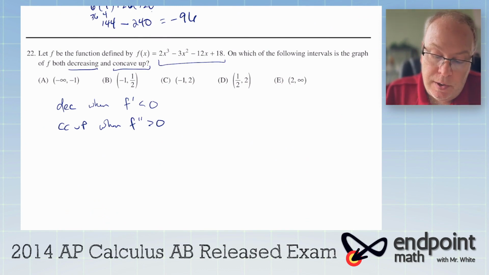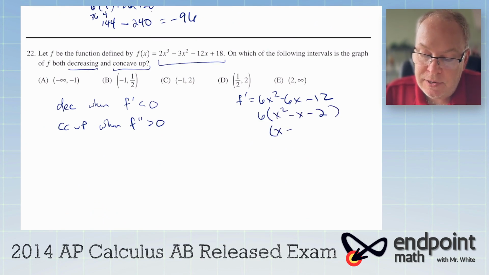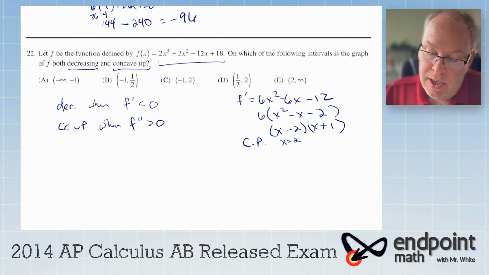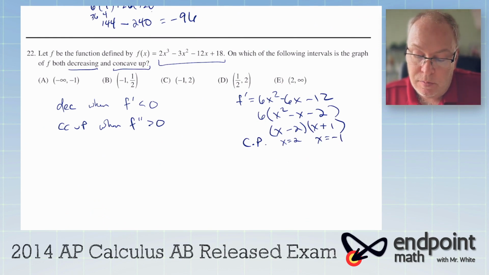So let's get the first derivative. Let's just deal with the first derivative first. That would be 6x squared minus 6x minus 12. I go ahead and factor because I see what's going to happen here. I can factor this into 6 times (x minus 2)(x plus 1). These are my critical points: x equals 2 and x equals negative 1 are my critical points.